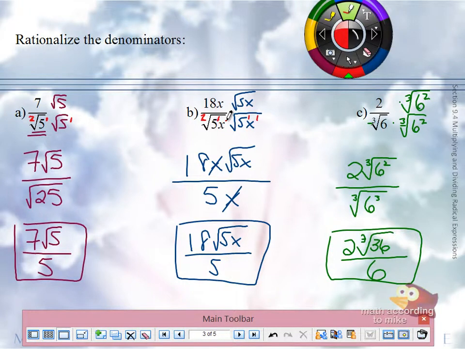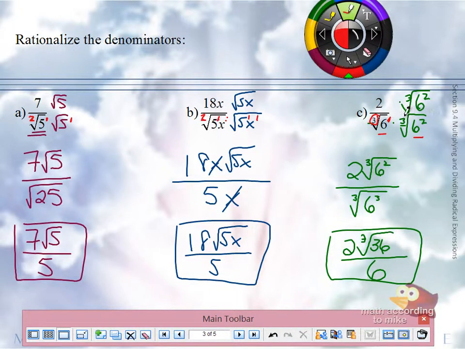So for C, we need to make a perfect cube. So I need to make this radicand 6 cubed. I currently have one 6. I need 3. How many more do I need? 2. That's where this comes in. Because when you multiply two things to the same base, what do you do to the exponents? So 1 plus 2 makes a 3.